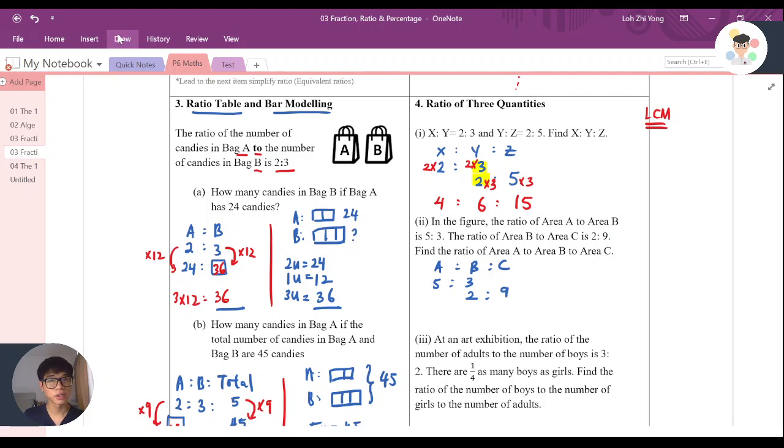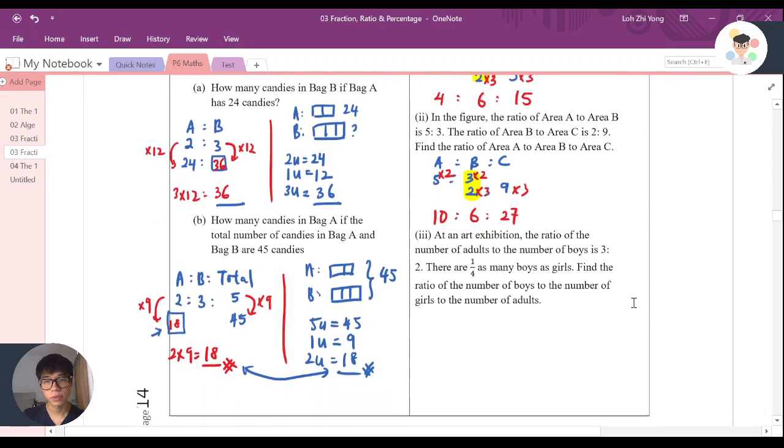Again, the same thing. One is 3, one is 2. Again, we need to make it the same. So what is the LCM? 6. So we times 2 here, we times 2 here. We times 3 here, we times 3 here. So it becomes 10 to 6 to 27. And that's the answer for the question. Let's look at the third one.